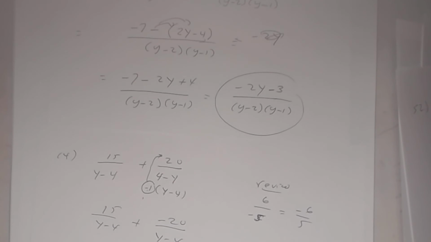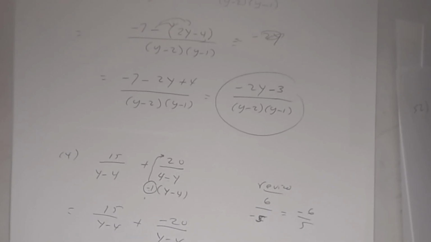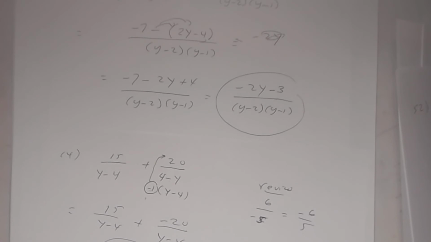Now, what is 15 plus a negative 20? Negative 5. So what's the answer? Negative 5 over y minus 4. That's the answer. Okay? But don't say the LCD is y minus 4 times 4 minus y. That's not the least common denominator. That is a common denominator, but not the least. You need to be using the least here.